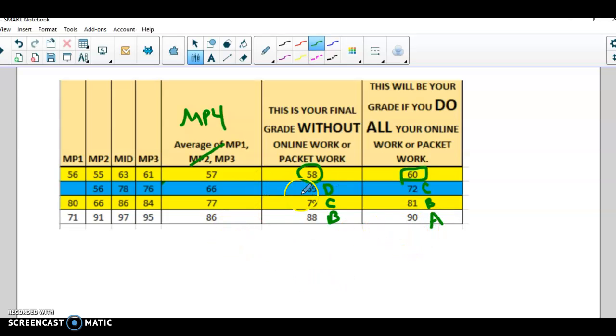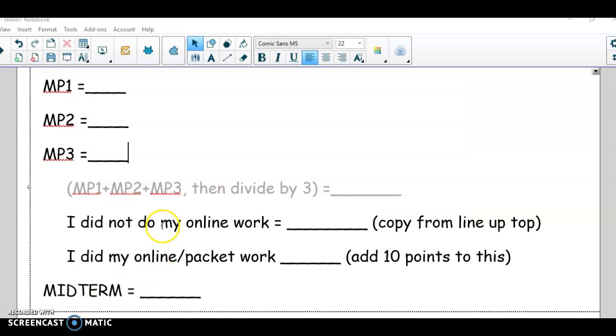So if you're in that situation, you want to dial into it. Now I want to show you guys a little worksheet you can use to figure out what your grade is. So what we're going to do here is fill out your marking period 1, marking period 2, marking period 3 grades. Then you're going to do this little activity here. You're going to do this plus this plus this and divide by 3.